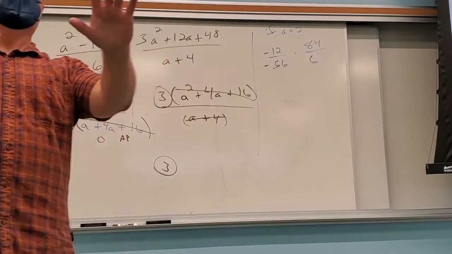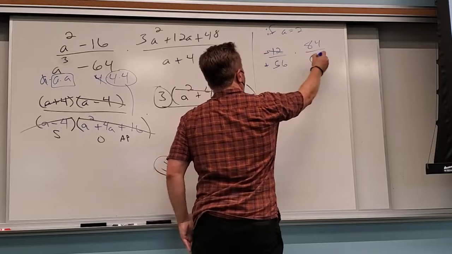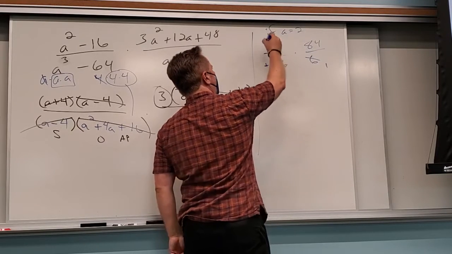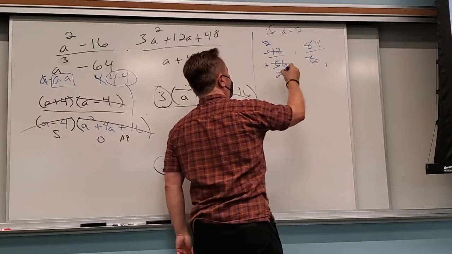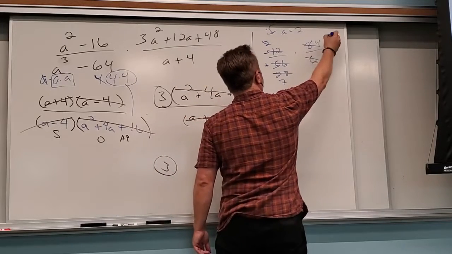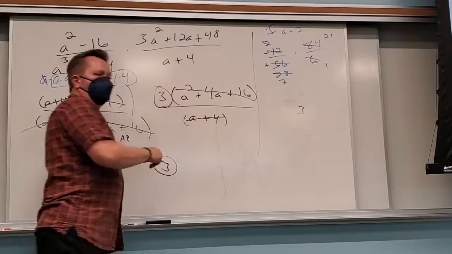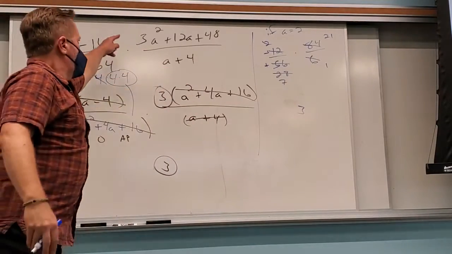Okay, so what happens here? The negatives cancel. I can do this, right? You with me? And 2 and 56 go to 28. And then 28 and 84, I don't know. See, 4 goes into both, right? And what's 21 divided by 7? 3. Of course, we already knew the answer was 3, because no matter what I make A, the answer is 3.